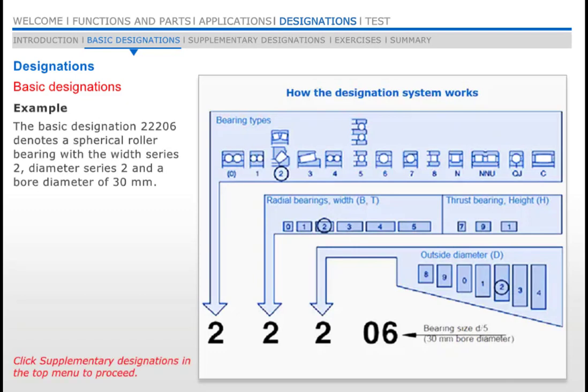For example, the basic designation 22206 denotes a spherical roller bearing with the width series 2, diameter series 2, and a bore diameter of 30 millimeters.